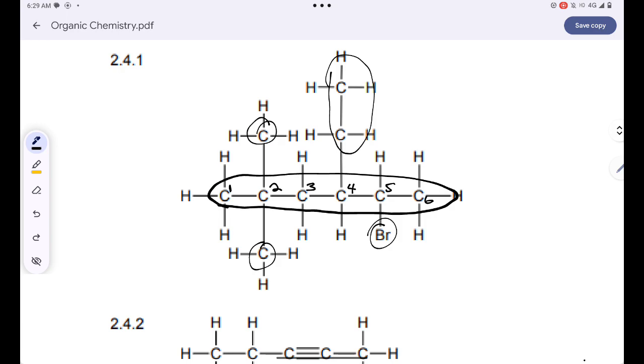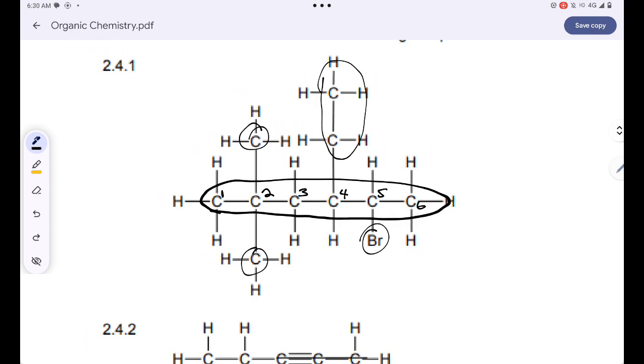So the addition, whenever I name, I must start by mentioning all of these additions, and I need to mention them in alphabetical order. Are you together? So I'll start by mentioning the bromo, because alphabetically bromo comes first. Then I'll mention the ethyl, and then I'll mention the methyls, and then the parent chain.